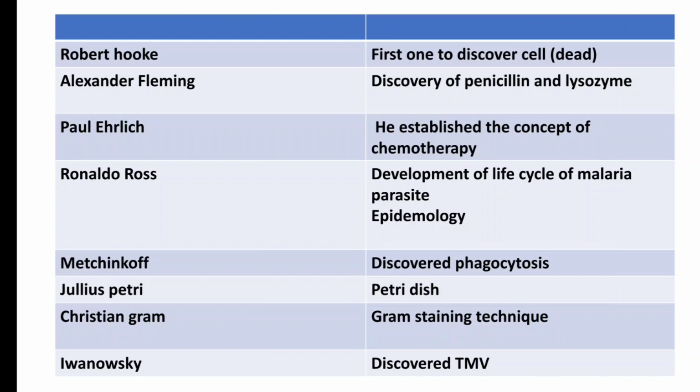The next is Alexander Fleming. He discovered penicillin and lysozyme. Then Paul Ehrlich, he established the concept of chemotherapy.